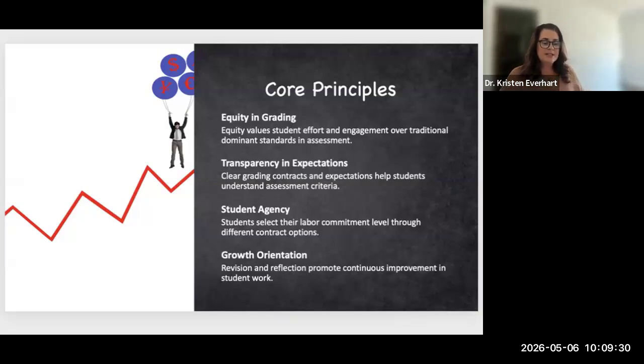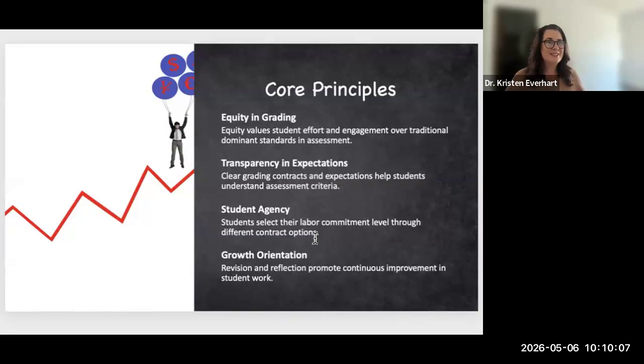Transparency in the expectations. So making sure that your grading contracts are really clear, because it doesn't come down to points. It really needs to detail and describe what that labor is so that students understand the expectations and the assessment criteria, which I do through labor logs and reflections. So students actually are picking their contract and then they are self-assessing, based off of the contract criteria that I've given them, whether they're meeting those demands or not.